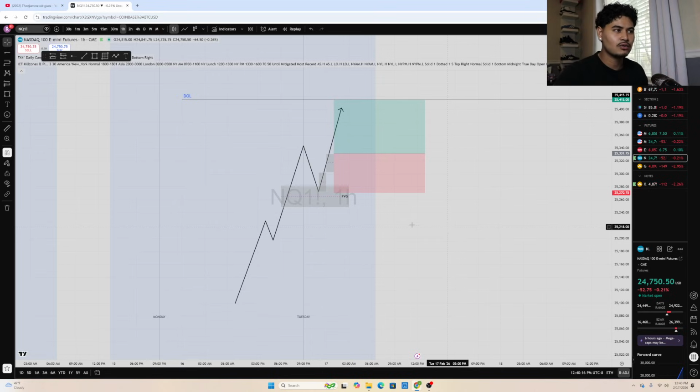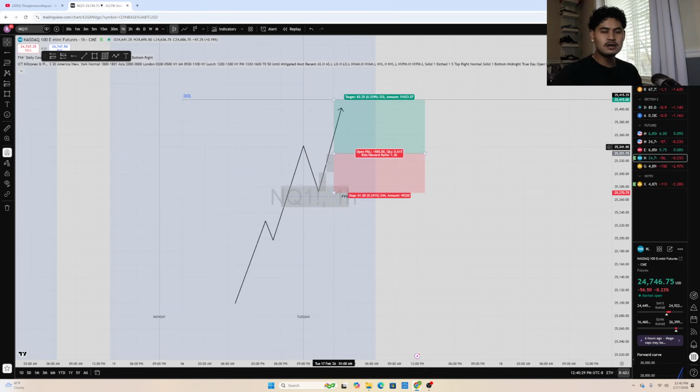It is very, very simple. As you can see, just finding the correct draw liquidity, getting some sort of retrace into a fair value gap, then getting confirmation, two strong candles or one strong candle, if it is a nice displacement candle, out of that fair value gap to the draw liquidity.